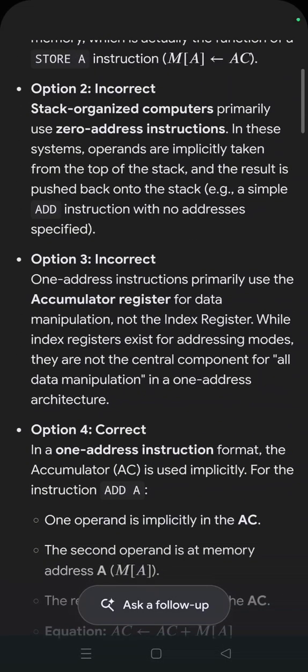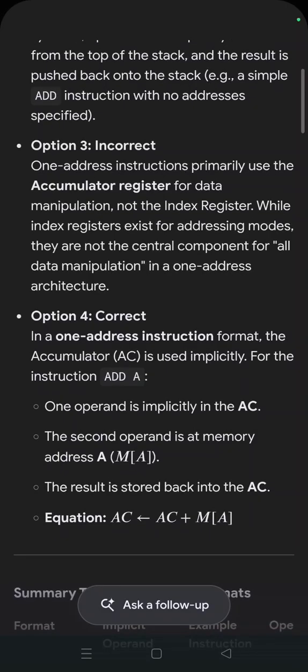Option 3 is incorrect. One address instructions primarily use the accumulator register for data manipulation, not the index register. While the index register exists for addressing modes, it is not the central component for all data manipulation in a one address architecture. Option 4 is correct.